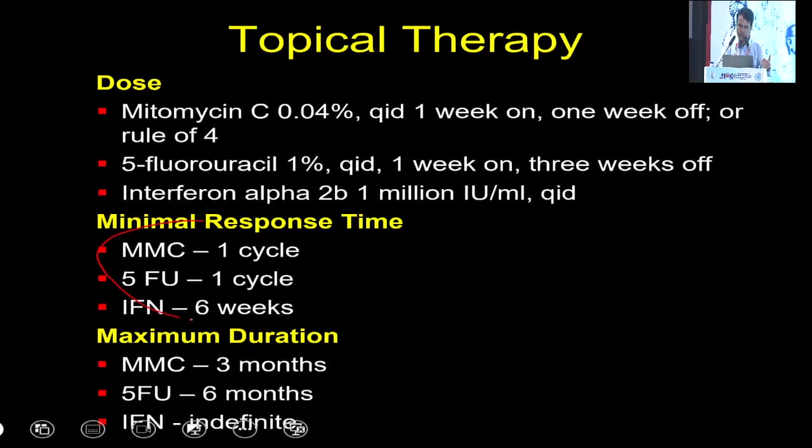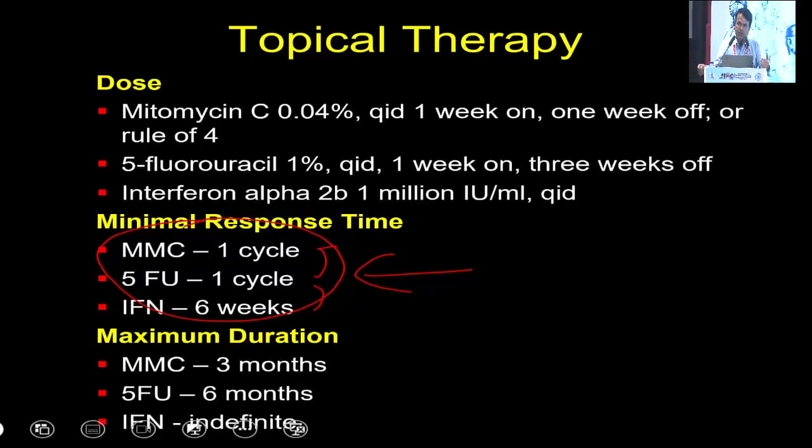So if there is no response within this minimal response time, you either shift to surgery or shift to any of the other drugs. If you begin with 5-FU, you can shift to interferon. If you begin with interferon, you can shift to 5-FU. If you begin with 5-FU, you can shift to mitomycin. So some tumors are not responsive to one drug, so you have an argument to shift to another drug. But don't use 2 drugs at the same time. That is not acceptable, because there is huge amount of corneal epithelial toxicity.